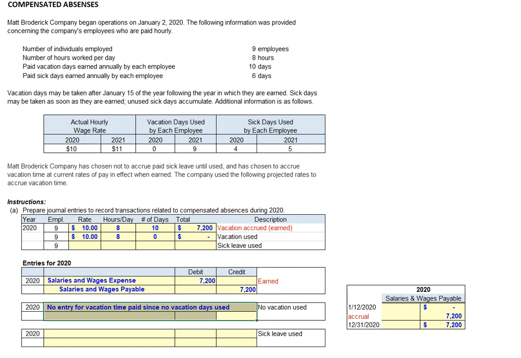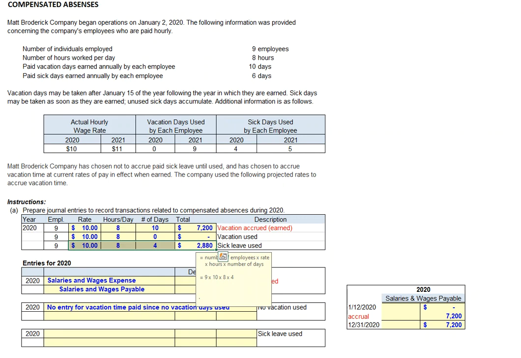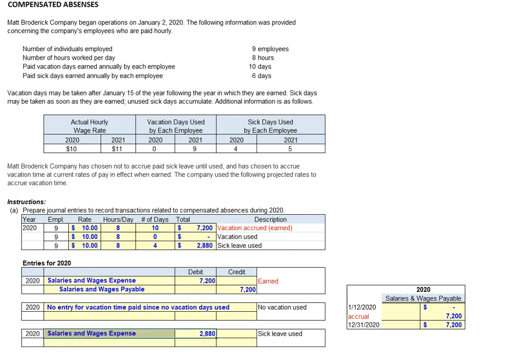Sick leave, we use it as we accrue it, and we were told that employees took 4 days of sick leave in 2020. So we take the $10 an hour wage rate, 8 hours a day, 4 days of sick leave. We've got sick leave of $2,880. We debit salary and wage expense, and we credit cash because we've gone ahead and paid the employees for those days they've missed.